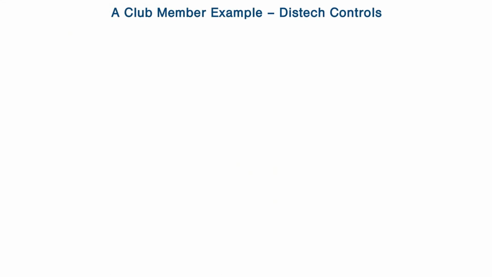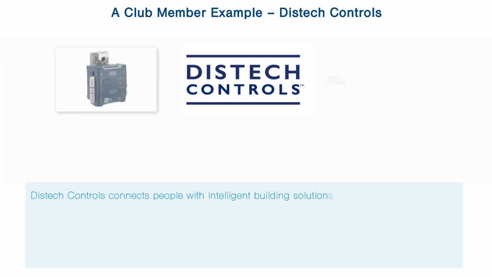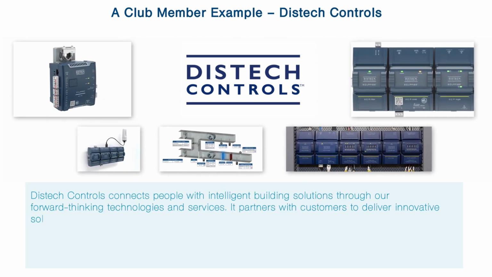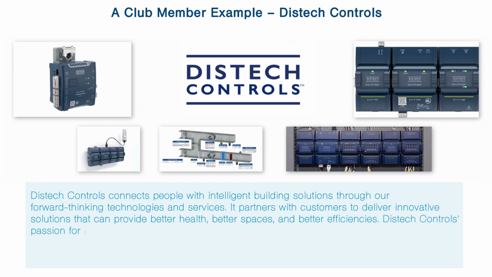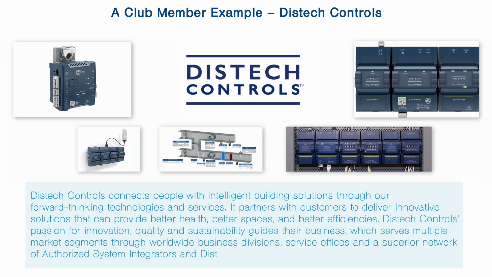Here's a club member example of a prioritization tool from Distech Controls. Distech Controls connects people with intelligent building solutions through forward-thinking technologies and services. It partners with customers to deliver innovative solutions that can provide better health, better spaces, and better efficiencies. Distech Controls' passion for innovation, quality, and sustainability guides their business, which serves multiple market segments through worldwide business divisions, service offices, and a superior network of authorized system integrators and distributors.